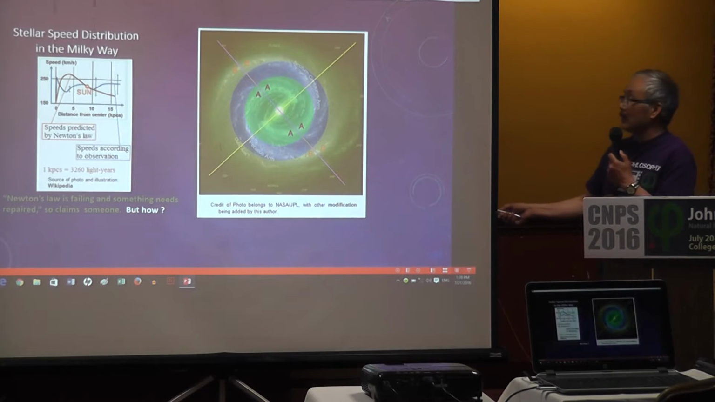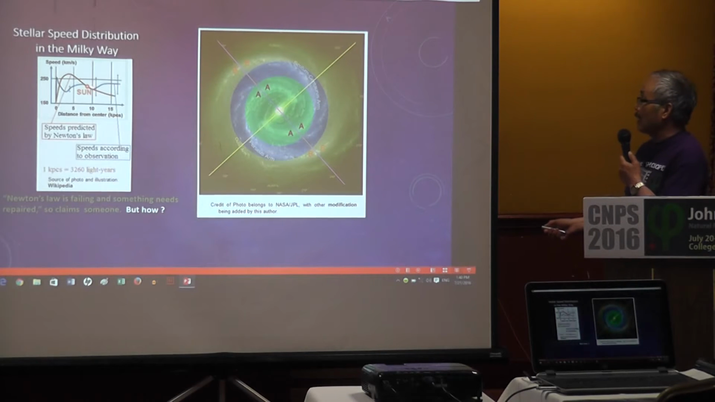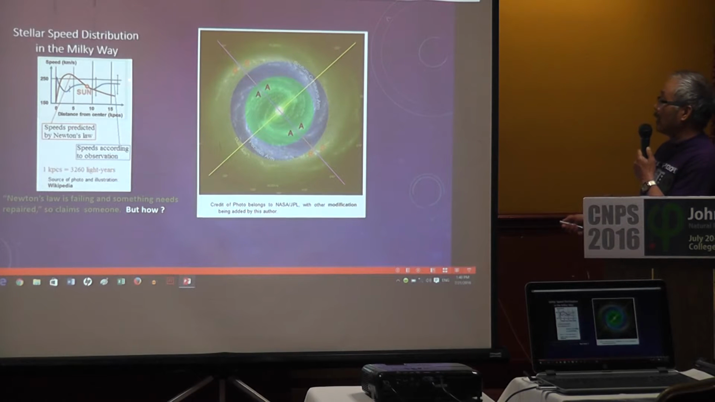I believe this picture is familiar to a lot of people. It shows the speed distribution of the stellar objects in the Milky Way. I started here, but for a distance bigger than 10 kpcs, the speed of the stellar objects is moving faster than what Newton's law predicts. Newton's law predicts according to this red line, but the speed distribution is according to the blue line.